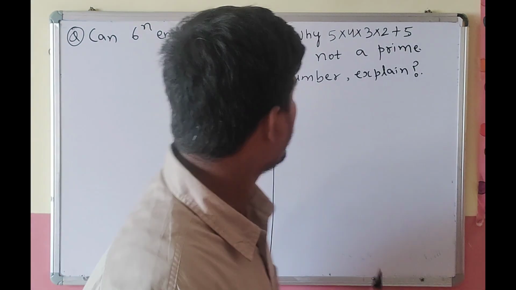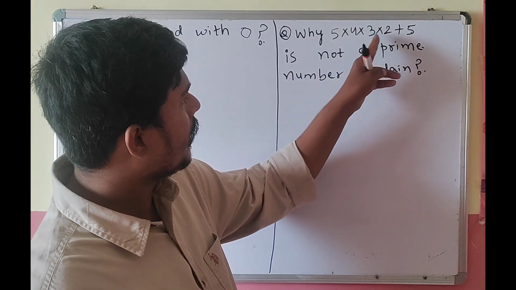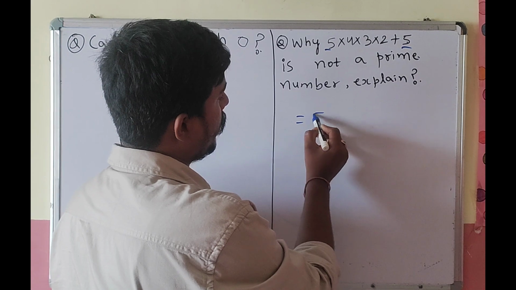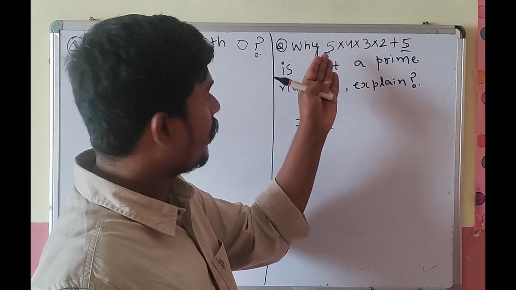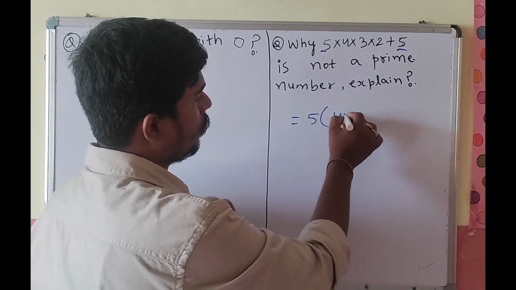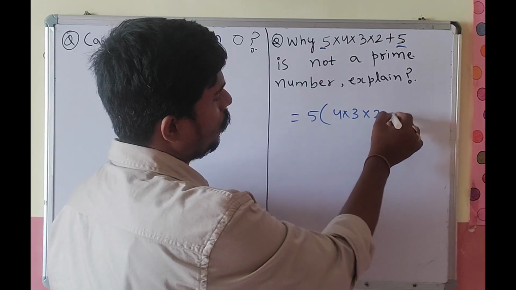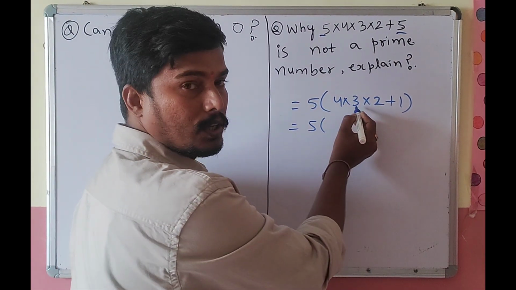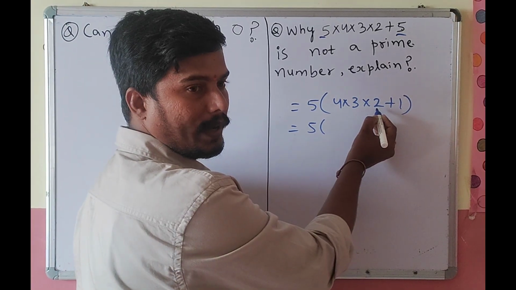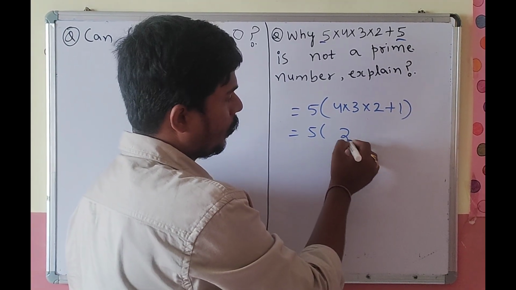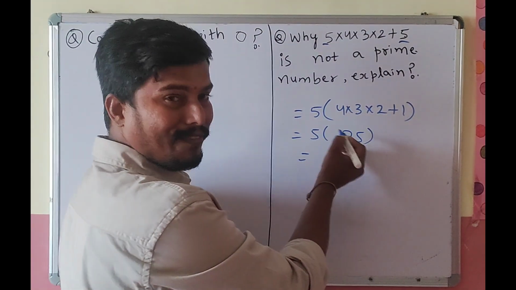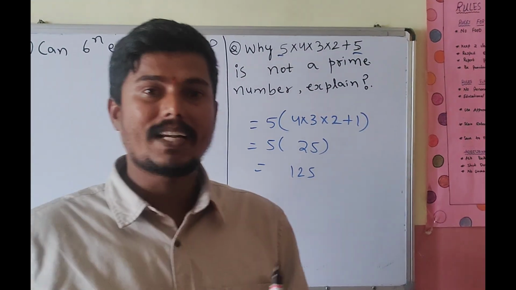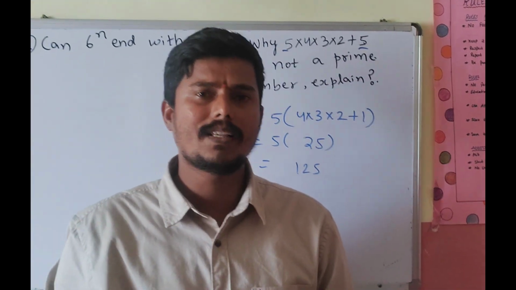It's very simple. Let's see here, 5 into 4 into 3 into 2 plus 5. 5 is common, so take 5 common. When you take 5 common, 5 will go out, so 4 into 3 into 2 plus 1. 4 threes are 12. 12 twos are 24. 24 plus 1 is 25. So 5 times 25 is 125.